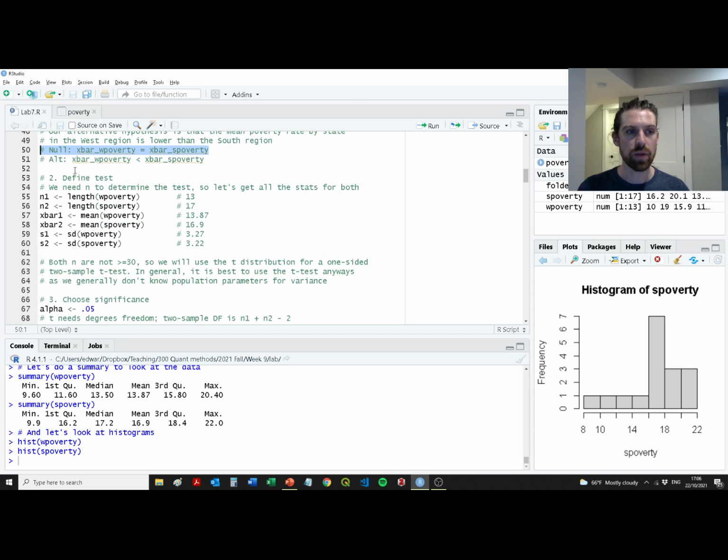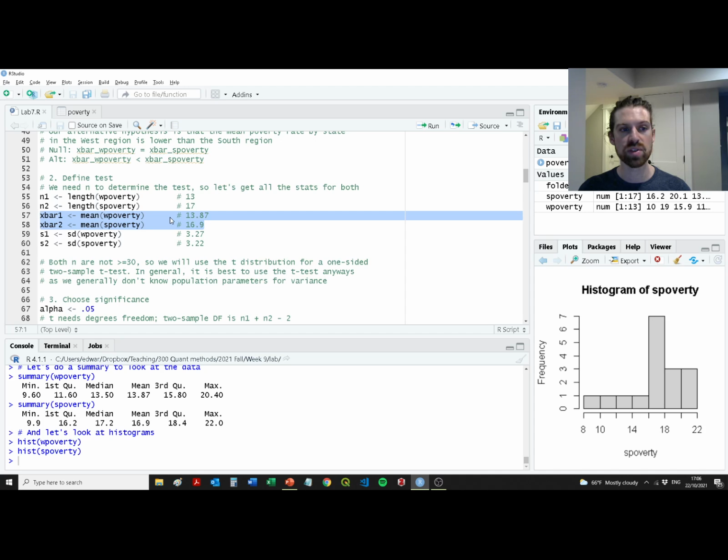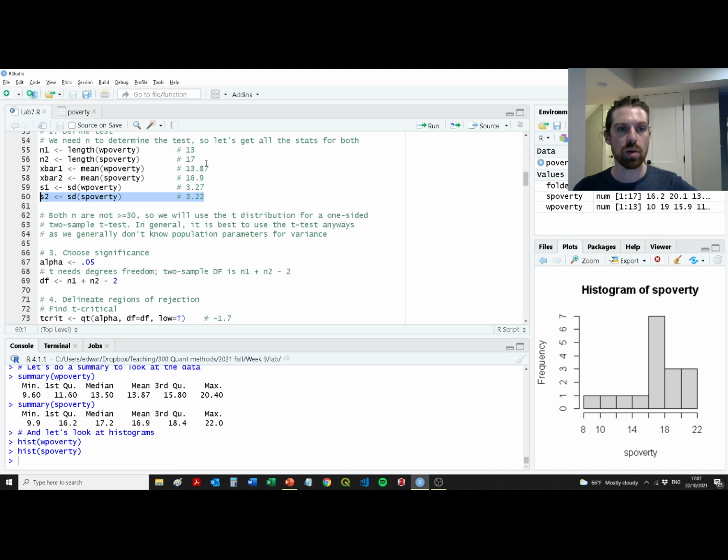Now we've defined our hypotheses, we need to define the test. We have 13 states in the Western sample, 17 states in the Southern sample, an X bar for the first sample of 13.86%, and an X bar for the second sample in the South of 16.9% as the average poverty rate. We then have a standard deviation of 3.27 for the West and 3.22 for the South. Both of these samples are not over 30, and therefore we'll be using the t-distribution rather than the Gaussian normal distribution, the z distribution, I should say.